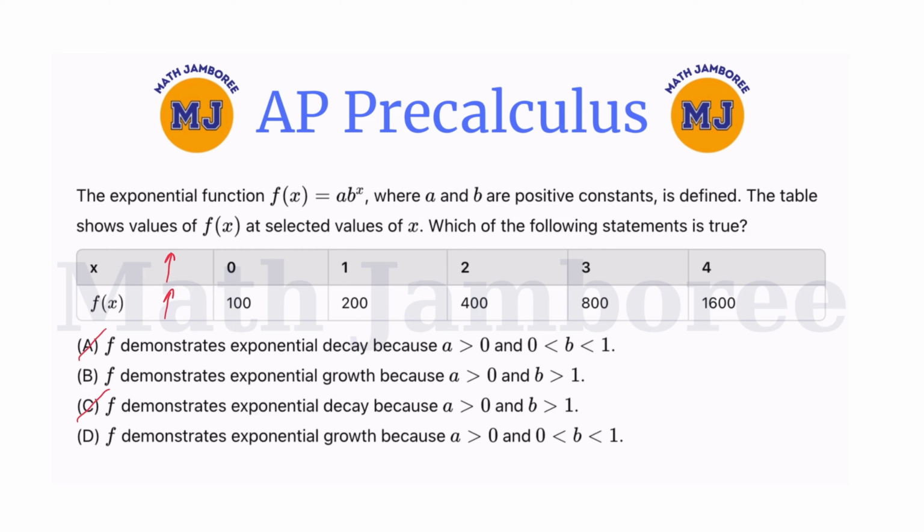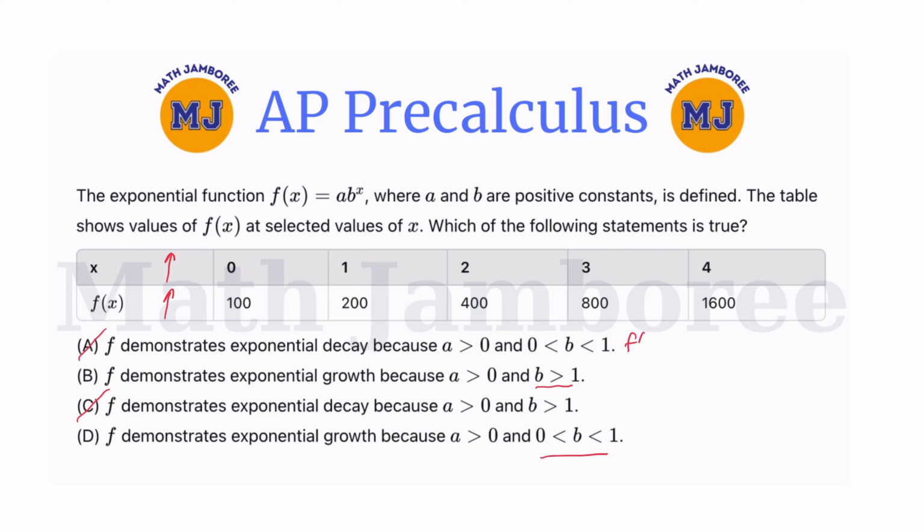In that case, the only difference is the b value. If you pay attention, choice B says b is greater than 1. Choice D says between 0 and 1. So let's determine. In this case, actually, you can guess the answer by just looking at the data, but I'd like to show you the algebraic solution.